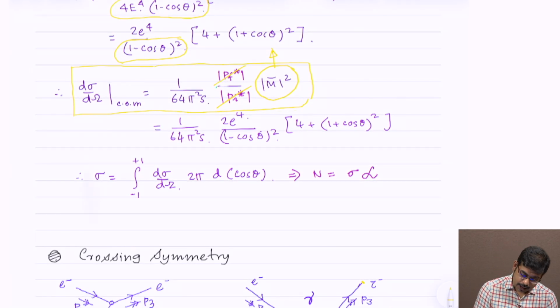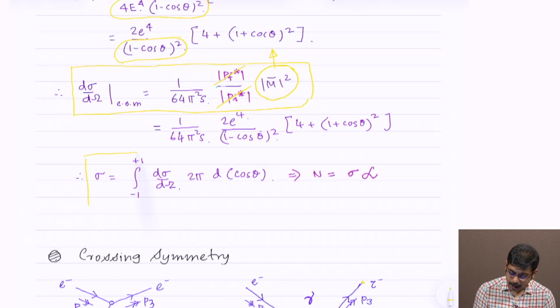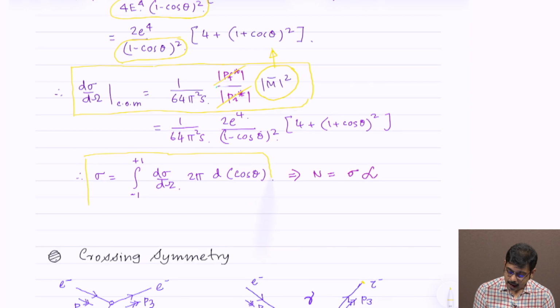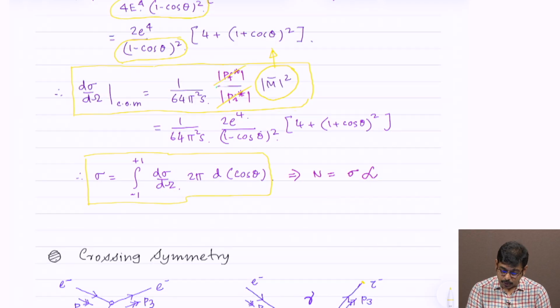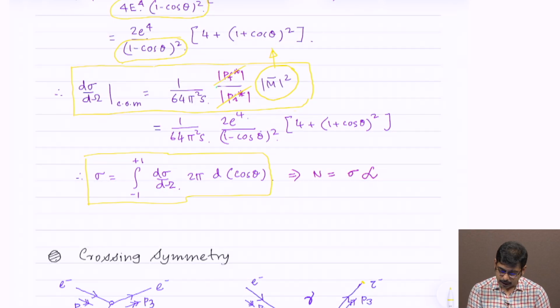And once you integrate this d sigma d omega over the whole phase space, I mean d cos theta spanning from minus 1 to plus 1 and d phi which spans 0 to 2 pi, this is going to give you the total cross section for this particular process.